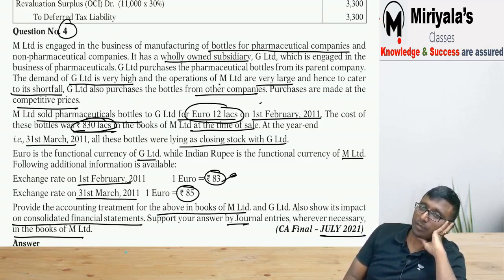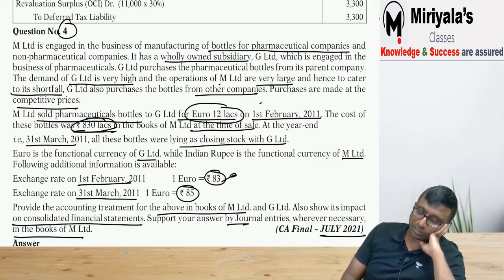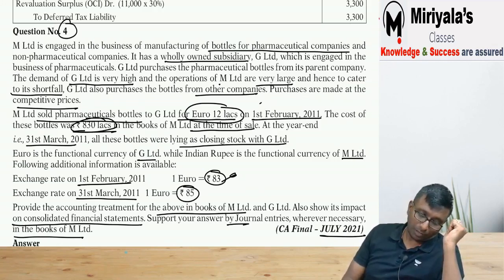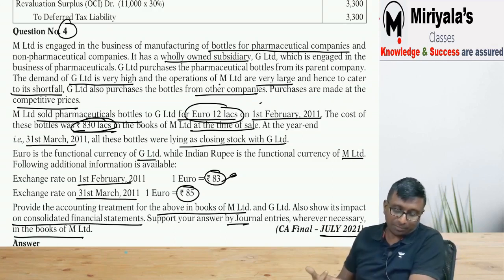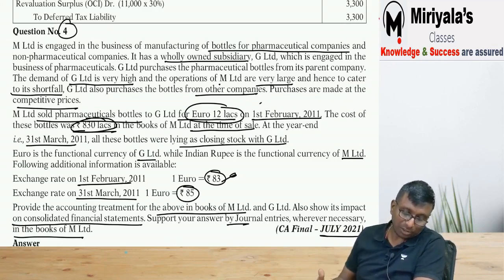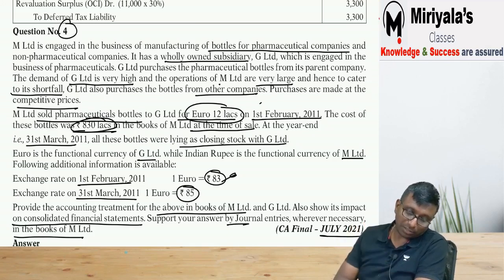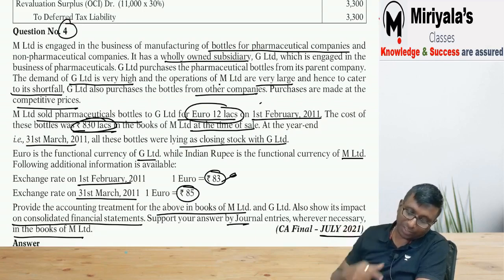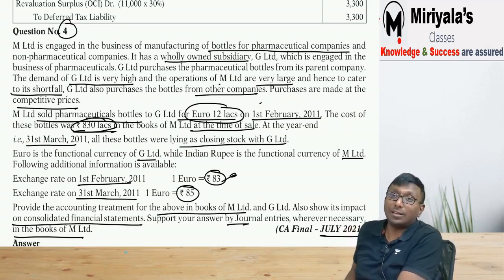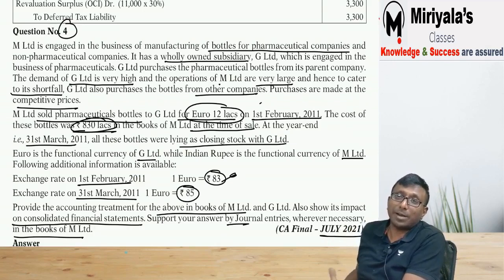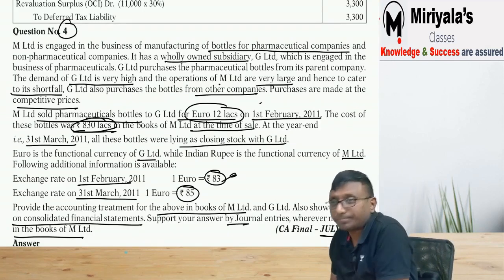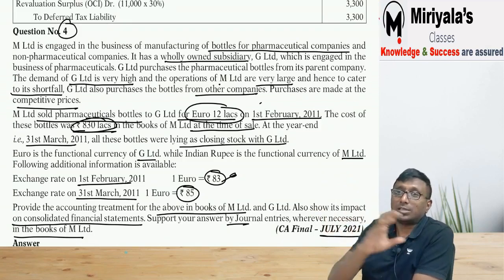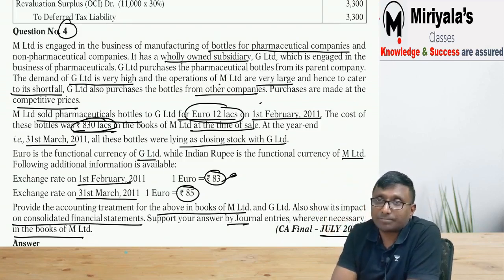See here. What is the cost to them? The cost of these bottles in the books of M Limited. Cost is equal to 830. Sold at 12 lakh euros. Multiply 12 lakh euros into 83. 996 is coming. That means they made a profit of 996 minus 830, so 166 is the unrealized profit sitting in the balance sheet.